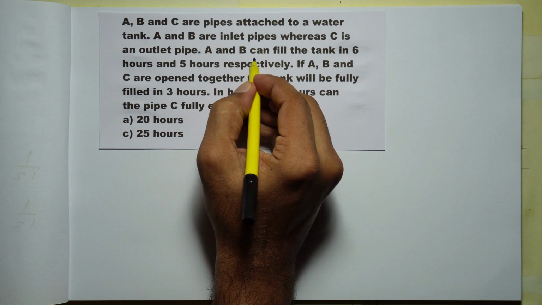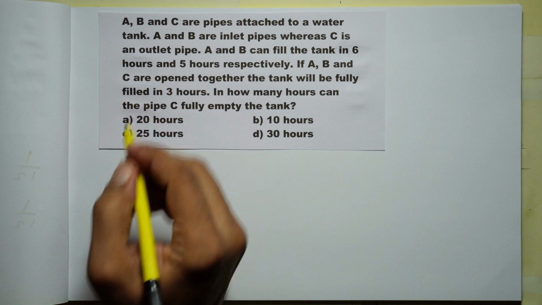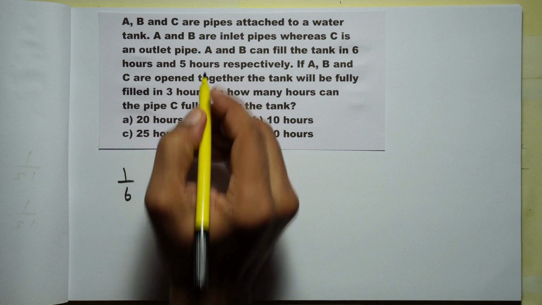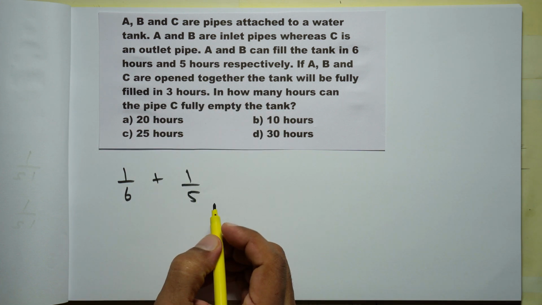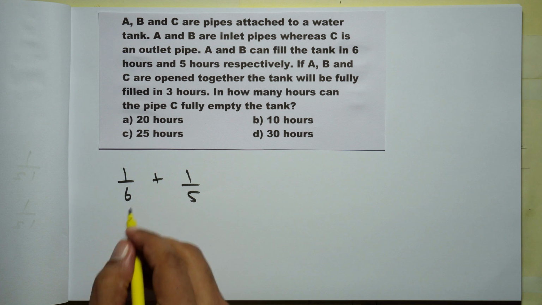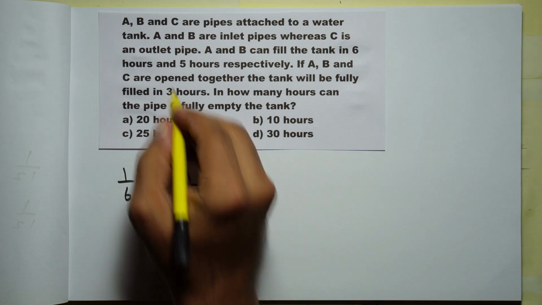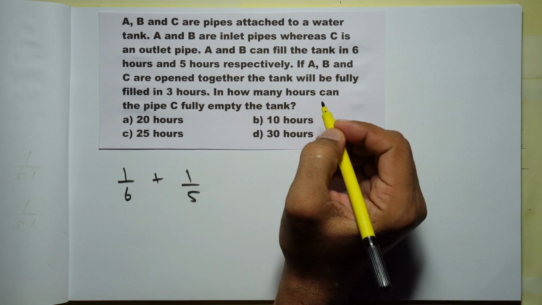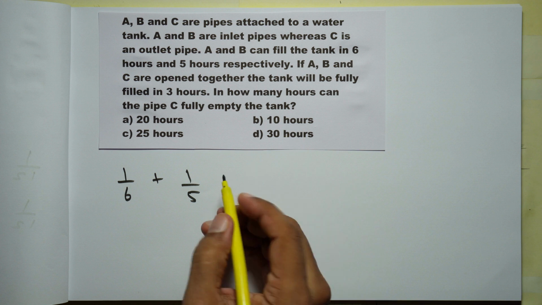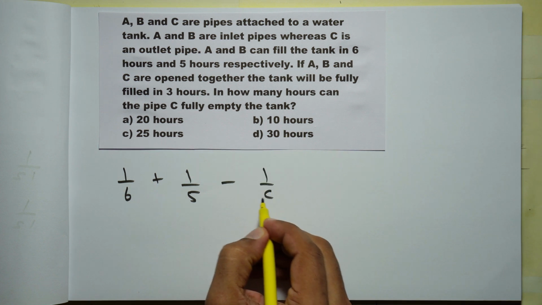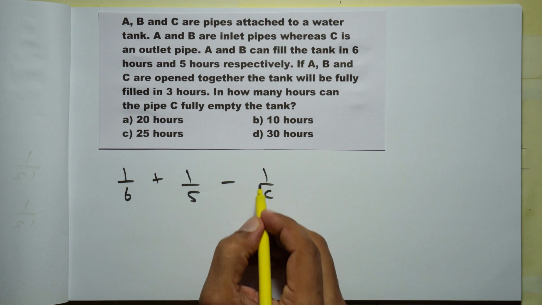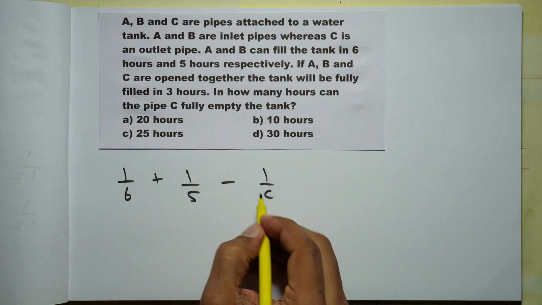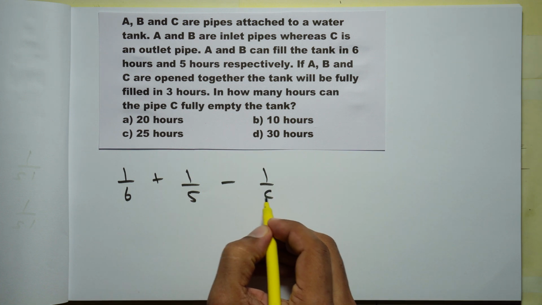Now A and B are inlet pipes and A can fill a tank in 6 hours. So A will fill 1/6 of the tank and B can fill it in 5 hours, means B will fill 1/5 of the tank. They are both inlet, so they are both positive work, and C is an outlet pipe. Now we will assume that C can fully empty the tank in C hours, which means that every hour 1/C part of the tank will be emptied, and that will be negative work.